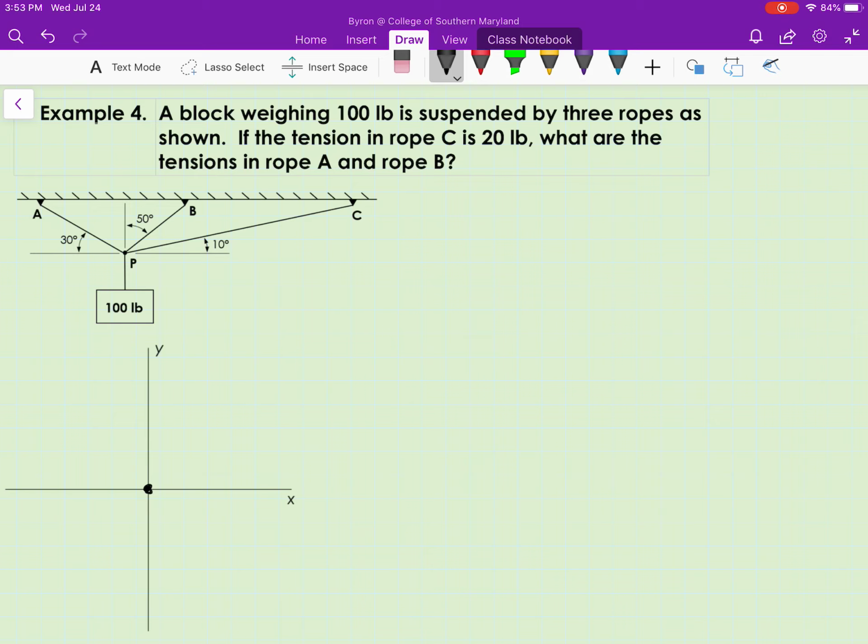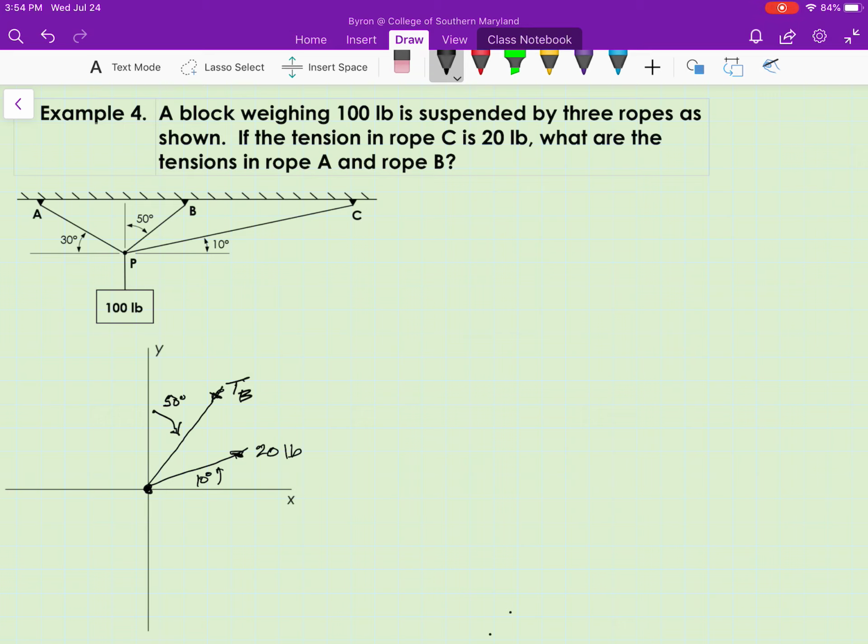and we'll draw a force vector at 10 degrees from the x-axis and label it with a magnitude of 20 pounds. Now let's look at rope B. It's at an angle of 50 degrees from the y-axis. We don't know the tension in rope B. That's one of our unknowns. We'll call that T sub B.